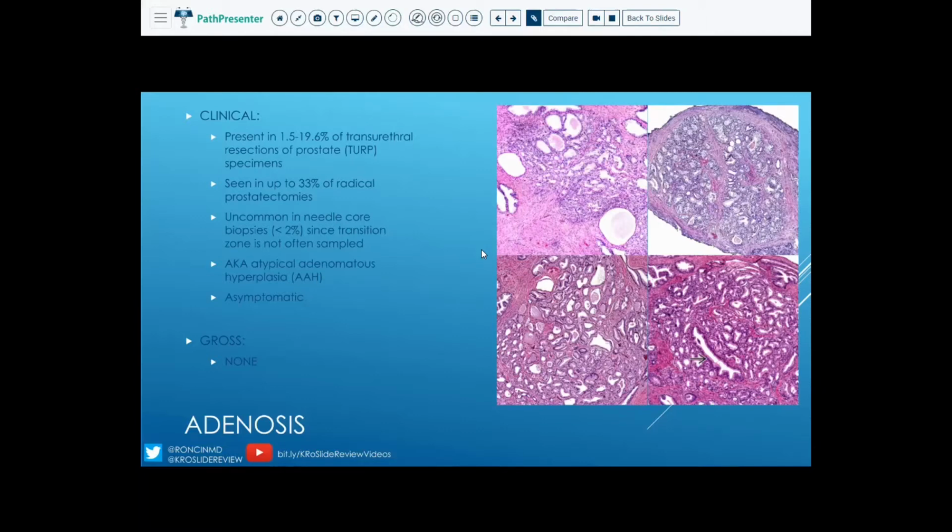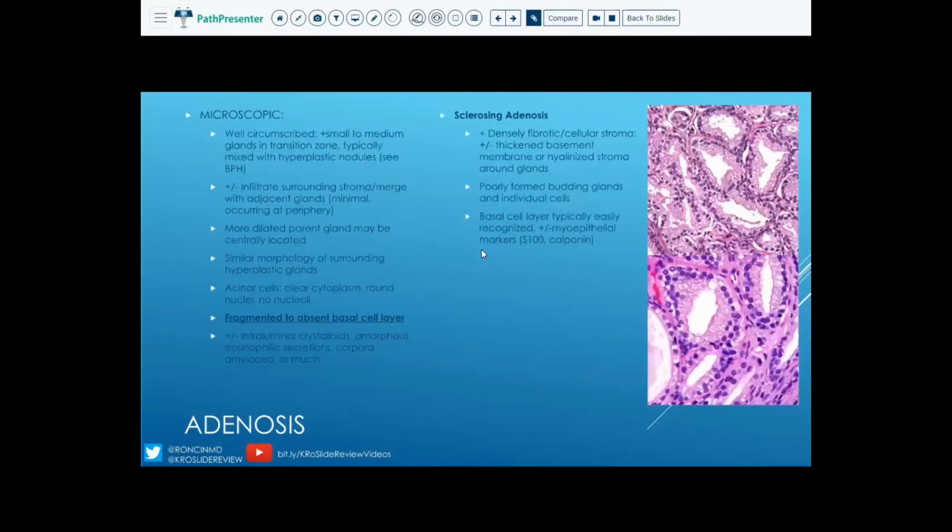This is often referred to as atypical adenomatous hyperplasia or AAH as well, and patients are generally asymptomatic from this. They don't know that something's going on, and it's not necessarily something that you can feel. There are no growths to really associate with adenosis. And microscopically, for plain adenosis, you'd expect to see very well circumscribed lesions with small to medium glands in the transition zone. And it's usually mixed in with BPH or benign prostatic hyperplasia. You can see here in the pictures just lots and lots of glands.